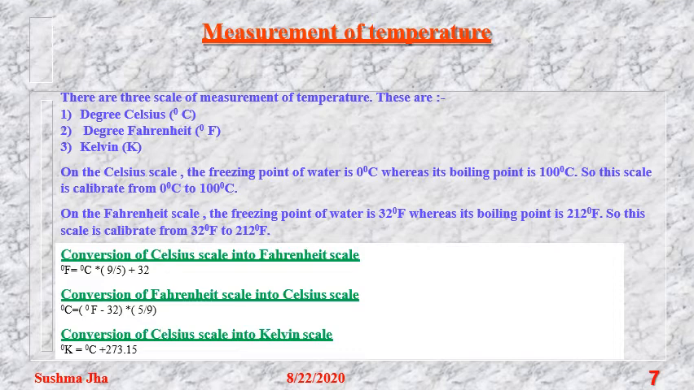Now one formula to remember: conversion of the centigrade scale to the Fahrenheit scale. Degree Fahrenheit is equal to degree centigrade into 9 upon 5 plus 32. So in short, we can say F equals 9 upon 5 C plus 32, and conversion of Fahrenheit to centigrade is degree centigrade equal to F minus 32 into 5 upon 9. Conversion of the Celsius scale into the Kelvin scale: degree Kelvin is equal to degree centigrade plus 273.15.